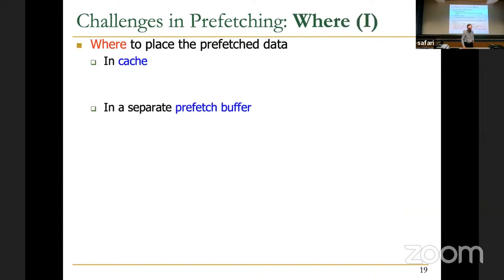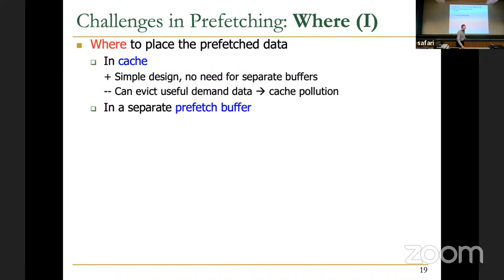Okay, so the third one is where, and as I said, where has multiple dimensions. One is where to place the prefetched data, which was asked earlier. Since we already have caches, you can place it in the cache or in a separate prefetch buffer. If you do it in the cache, this is a simple design, no need for separate buffers, right? But then you can potentially evict useful demand data. You could cause cache pollution.